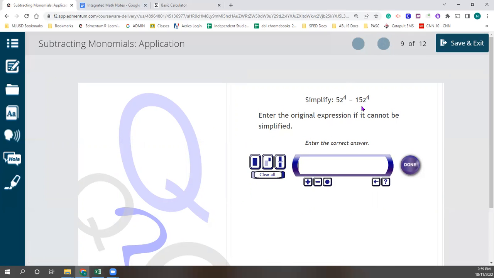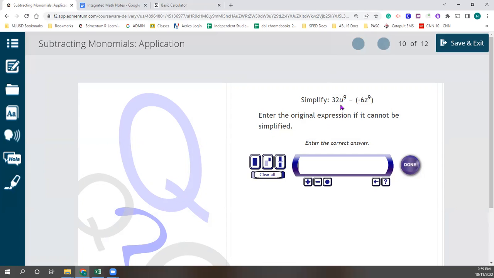5Z4 minus 15Z4. What's the answer? So 5 minus 15 is going to be negative 10. So negative 10 z to the 4th power. Done.